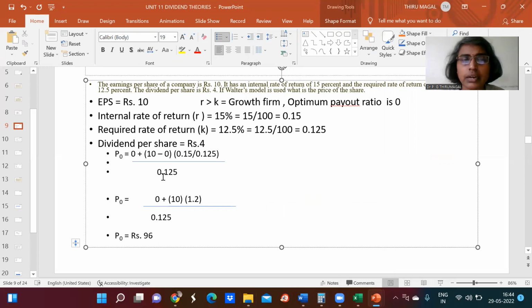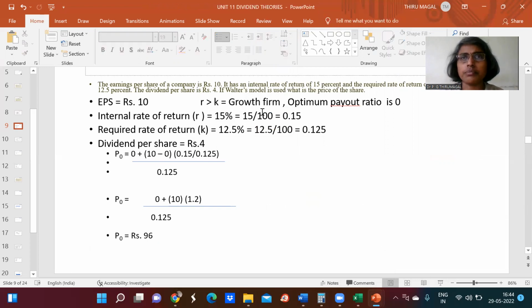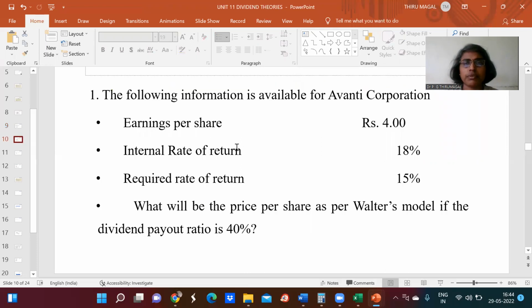But this company has declared a dividend of rupees 4 per share. That is a 40% payout. In that case, they have got only 89.6. Again, it has been proved that according to Walter's model, the dividend relevance theory is proved. So there is a relationship between dividend payout as well as the market price of share. Next we'll see another type of problem.